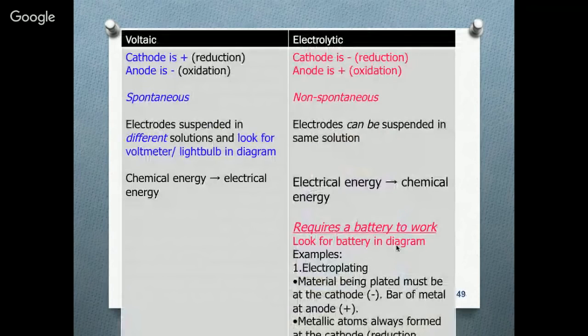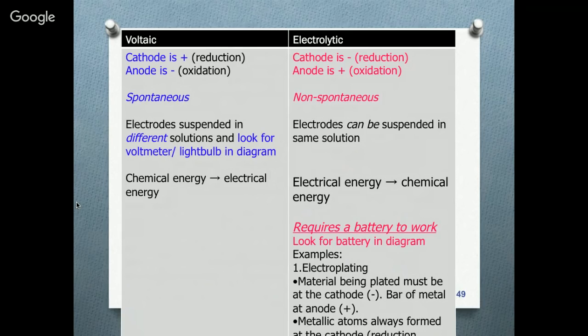Okay, so here we just want to compare those two cells. Voltaic, the cathode is positive. Electrolytic, the cathode is negative. Anode, so with these charges, again, you could use 8-van to help you figure it out. You need to know that voltaic are spontaneous and electrolytic are not spontaneous. That's why there's a battery to force the non-spontaneous reaction to happen.